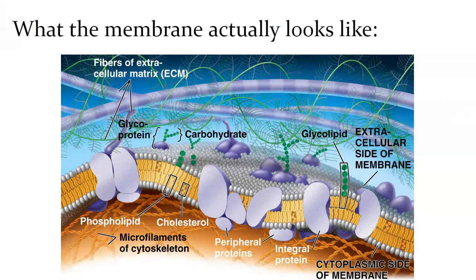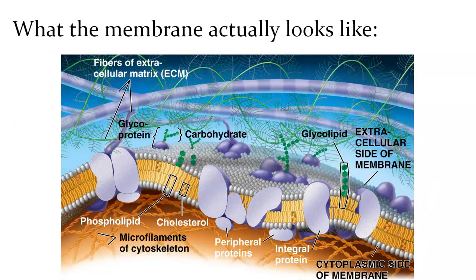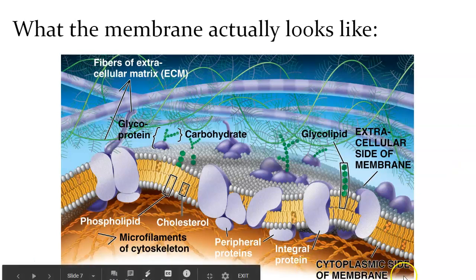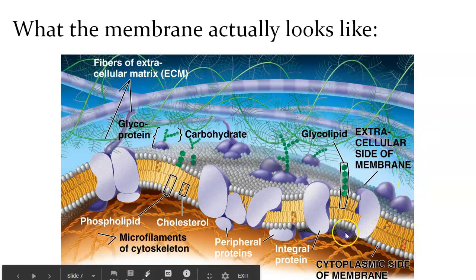Here's what it looks like in a more accurate picture. It's kind of a hot mess of a lot of different things. So the bottom is the inside of the cell, and the top part represents what would be on the outside of the cell. So when it says cytoplasmic side, it's the side that the cytoplasm is living on, and extracellular literally just means outside the cell. So you can see the bilayer made of phospholipids here.